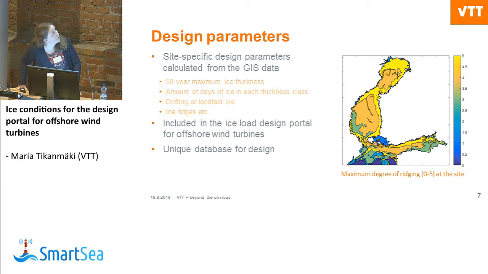And as an example, on the right there's the map of the maximum degree of ridging at the site. That's based on the ice charts, and you can see that the more yellow it is, the heavier ridging there has been at some point in history. So the heavier the ridging, the heavier the loads. It's one of the parameters you can look at to check what you have to take into account.